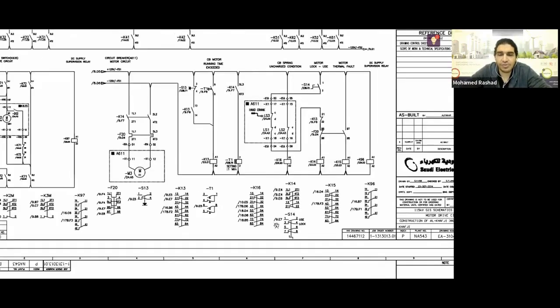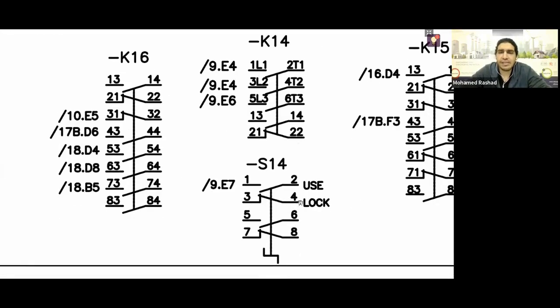Here's S14 below. The first, second, third, and fourth are drawn like this, as you see. 1 and 2 change their position if you use it, meaning it locks if you use it, and 3 and 4 are closed if you lock it. So now it's originally drawn in the lock position. When you switch it to the use position, 1 and 2 lock, and 3 and 4 open.